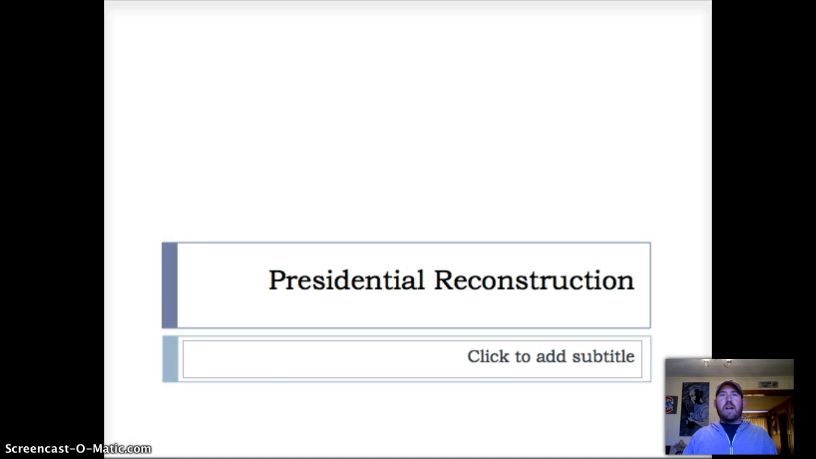All right, so now we're actually going to talk about the plans for Reconstruction, and there are two main ones we need to concern ourselves with: presidential Reconstruction and congressional Reconstruction. The differences between these two really boil down to the philosophies of the two groups proposing them, on how they felt the South started the war, the reasons for it, and all those things.